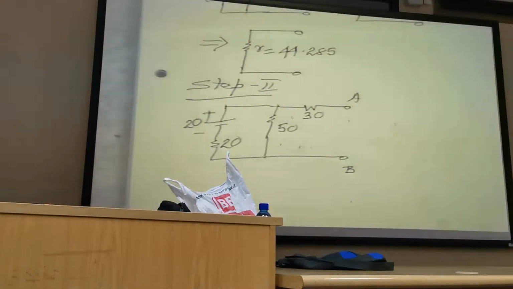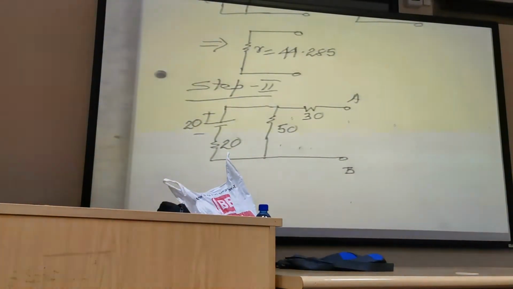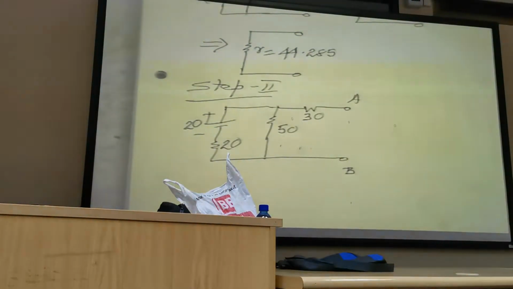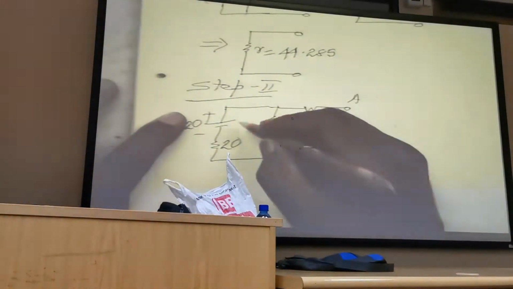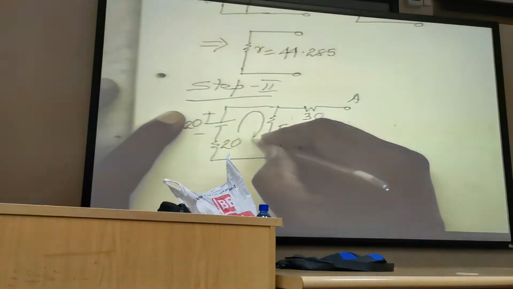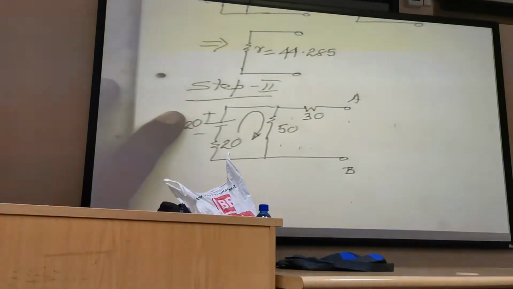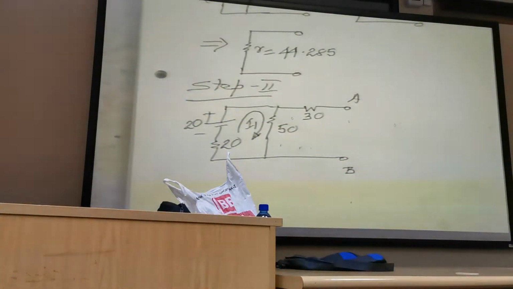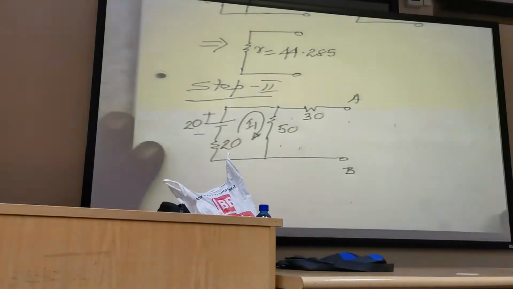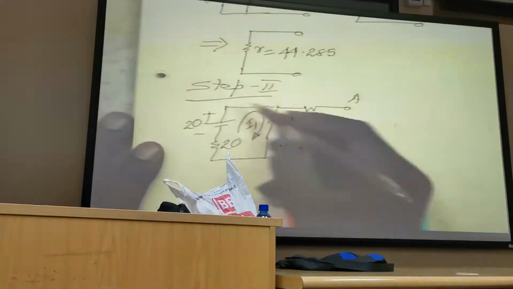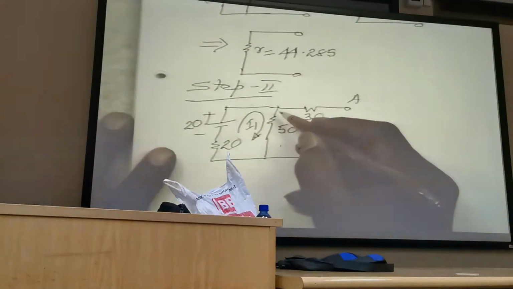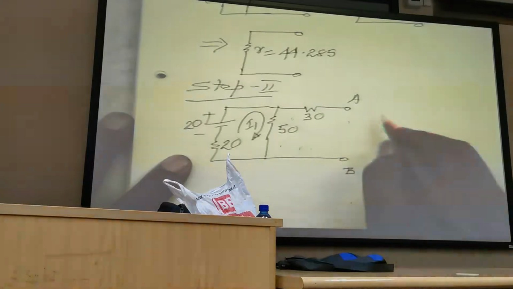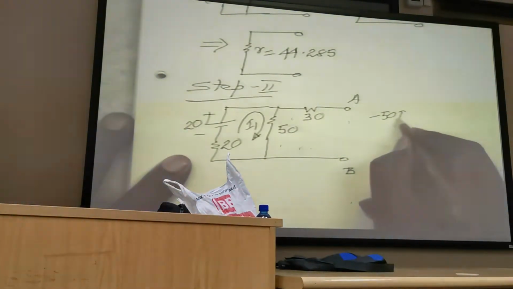So in step 2 we are keeping the resistances, the load is removed, and the battery is there, right? Now let's take a loop like that. Clear? Let's take this one to be I1. Okay? Now write the loop equation. So if you start from here, it will be 50 I1, drop means minus. Clear? So minus 50 I1.